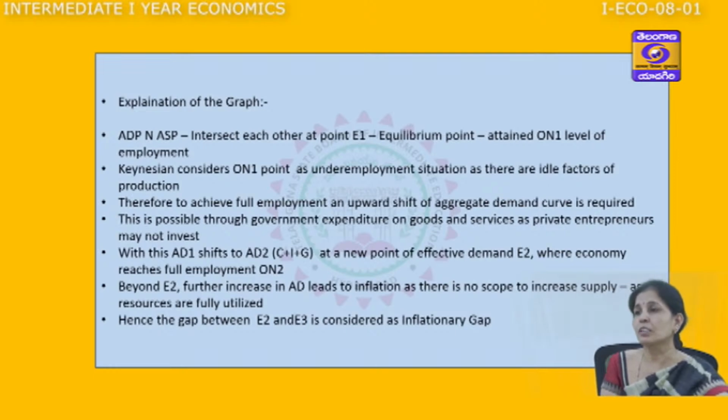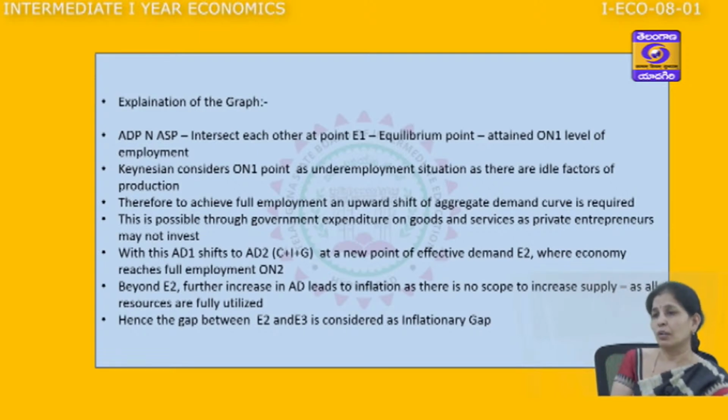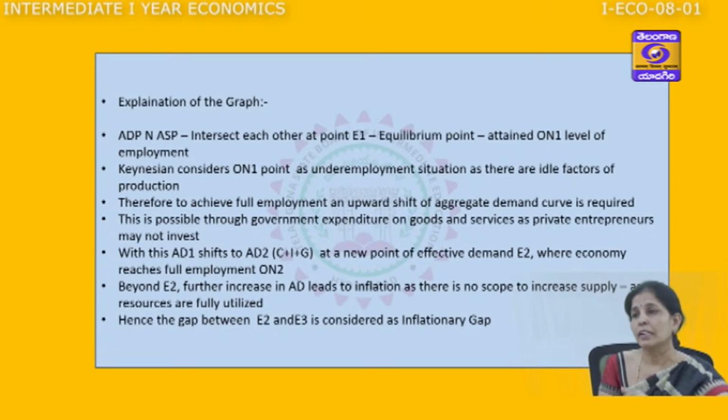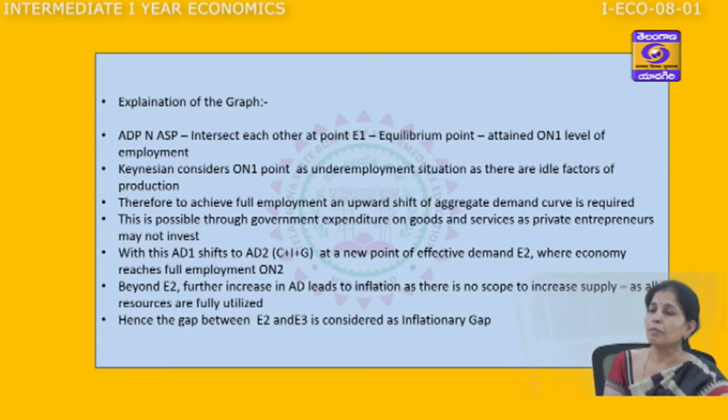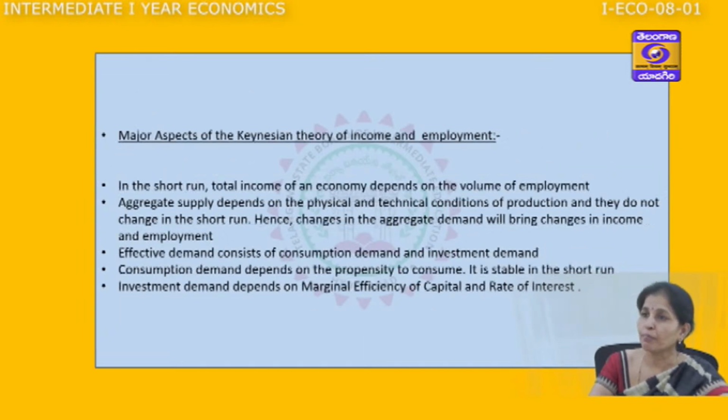E2 is the new effective demand or equilibrium point, and the economy reaches equilibrium at ON2. Beyond E2, if the demand is increasing, there is no increase in supply, so that leads to inflation. Thereby, the gap between E2 and E3 is considered an inflationary gap.